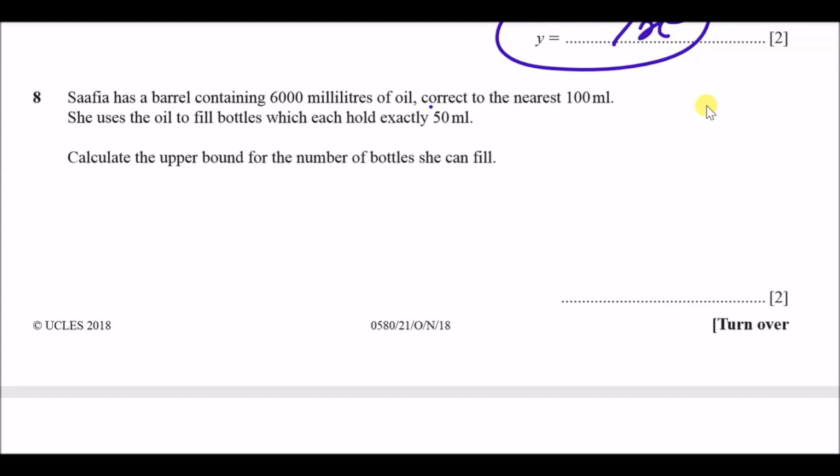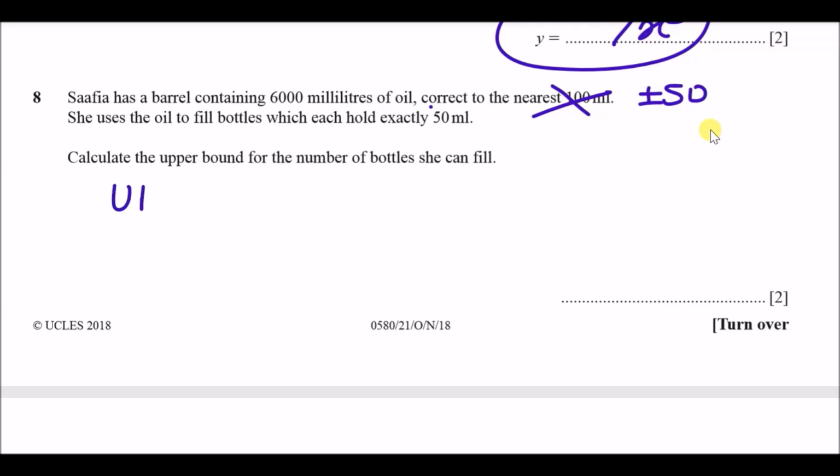Okay, number 8. Safia has a barrel containing 6,000 milliliters of oil, correct to 100 milliliters. Okay, before we move on, when they say something like correct to some measurement, it means that this value has definitely been rounded up or down. Now we need to have some sort of bounds because that's what this is about. So the best way to do this is to look at the nearest 100 bit and then cross it out and write half of 100, which is plus minus 50. So that means the barrel could have contained something which was 50 above or 50 below, and that has a difference of 100. So that's what the nearest 100 could be.